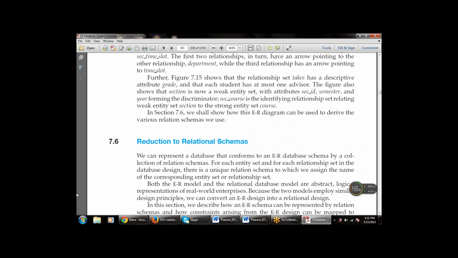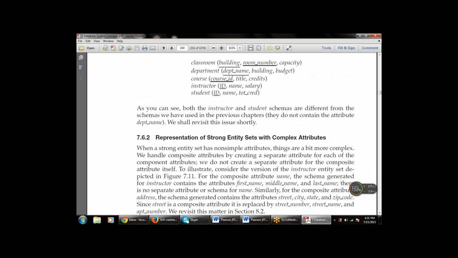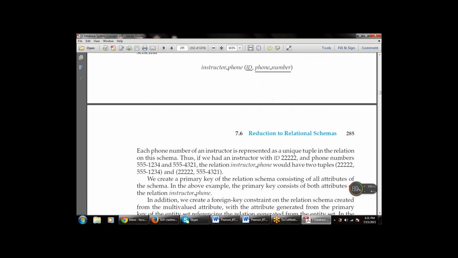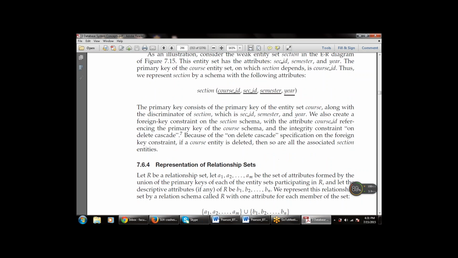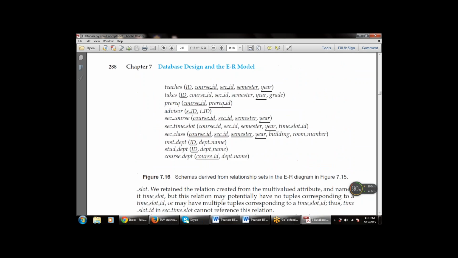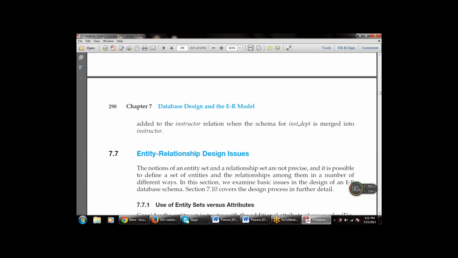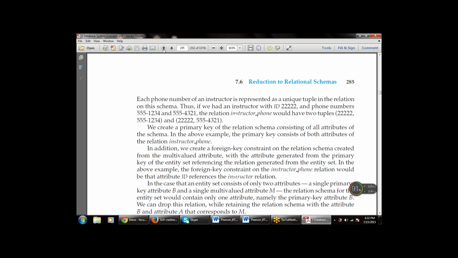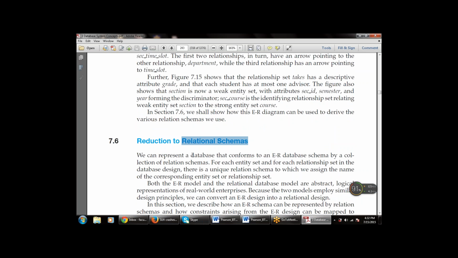Now, next is the reduction to the relational schema. That is how to reduce the terms into a relational schema. That is today's topic that is discussed. So how to represent them and how to make them visible, or what are the various relationships that are available in the relation schema. That is the next topic, that is today's topic. So reduction to the relational schema.